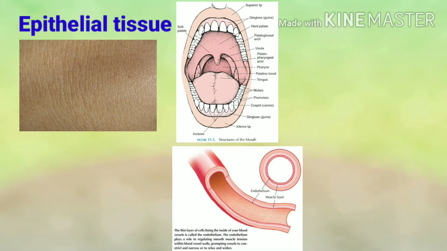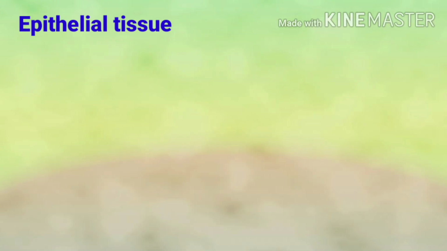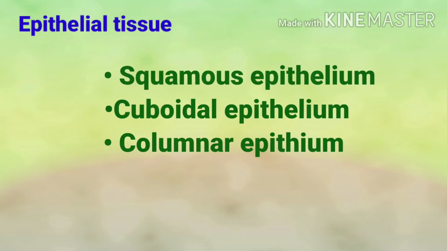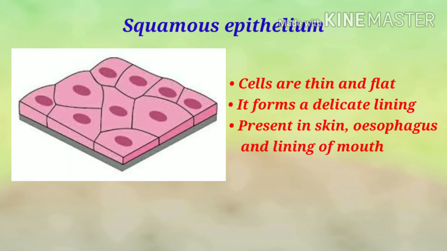Clear? There are three types of epithelial tissues. First one is squamous epithelium. Second one is columnar epithelium. Third one is cuboidal epithelium. Now we should move on to the squamous epithelium.